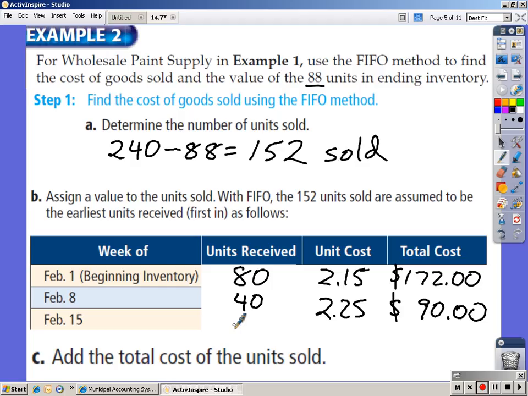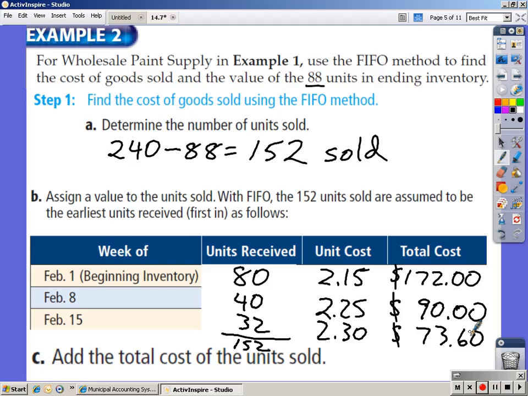So on February 15th, from the table on 536, we received 80 units. We did not sell all of those 80 units. We only sold 32 of them because that's what we had to get to 152. So on February 15th, we sold 32 units at a cost of $2.30 apiece. So 32 times 2.30 is $73.60.